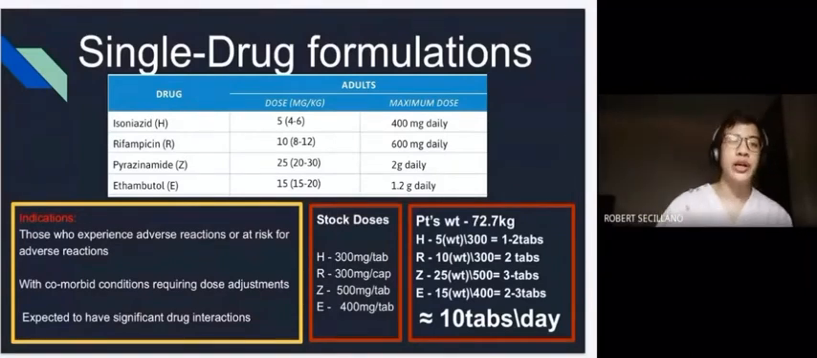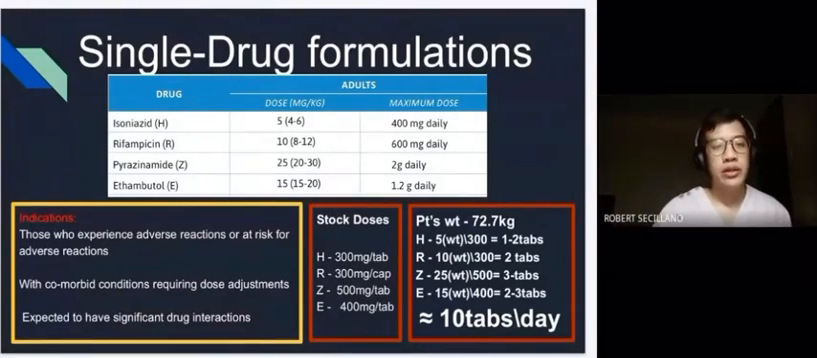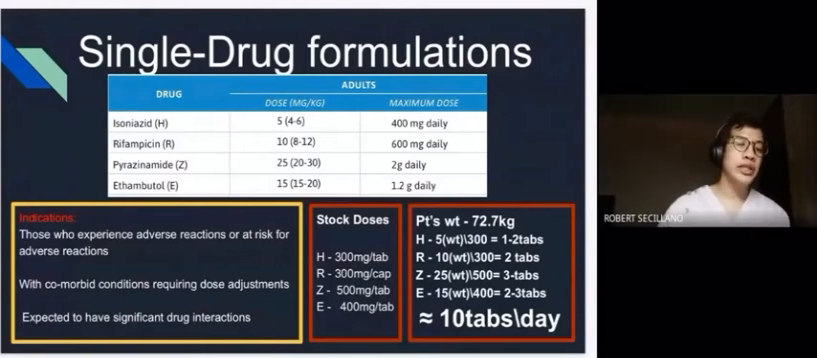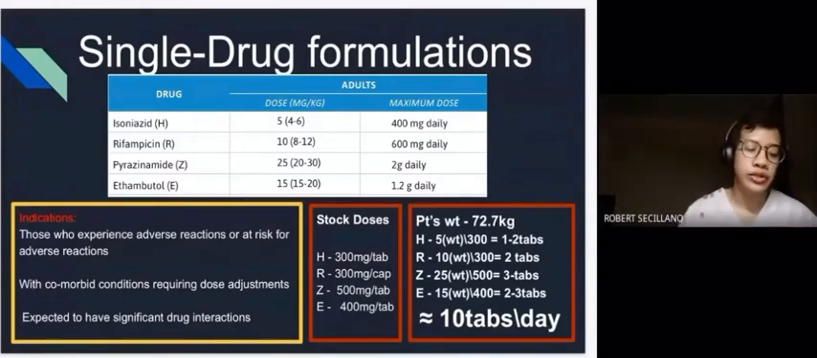As you can see on the right lower table box, based on the patient's weight and the dosing of the drugs, the patient will take 10 tablets daily if we give the single drug formulation. This is a pill burden to the patient. Ten tablets a day can cause pill burden and promote poor adherence or compliance that can lead to poor treatment of the patient. So it is only indicated for patients who might develop any drug interaction.